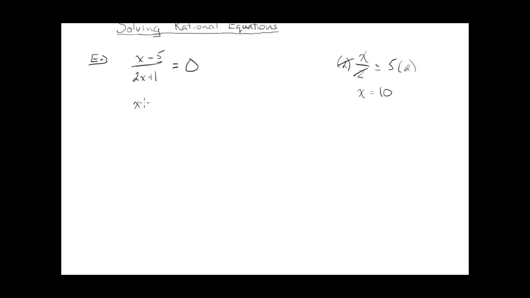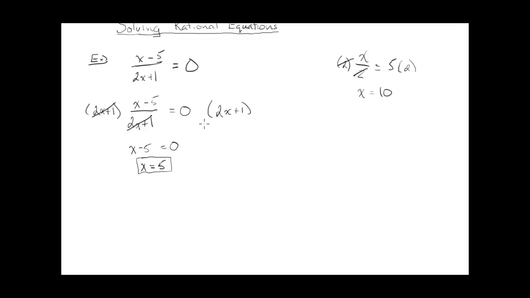The way we're going to do that is multiply both sides by the denominator, 2x plus 1. It's an equation, so whatever you do to one side, as long as you do it to the other, you haven't changed the value. The 2x plus 1's divide out, and then here you have 0 times 2x plus 1, which is of course 0. Now we've turned it into a linear equation. x minus 5 equals 0, so x is equal to 5. That would be the solution to this equation.